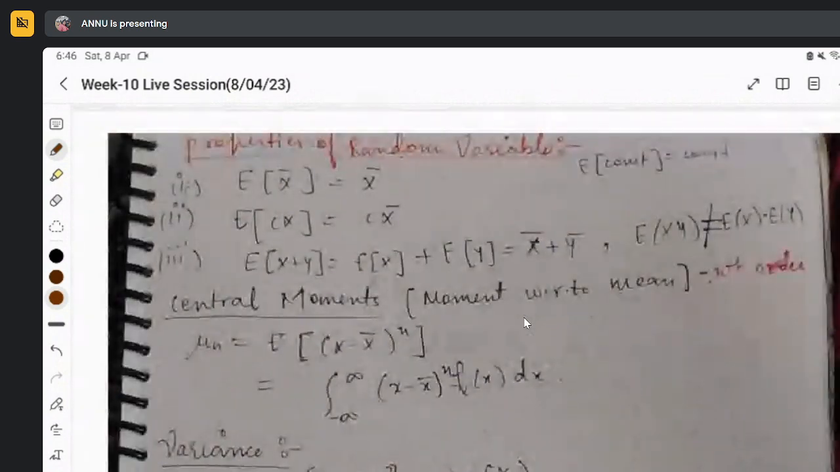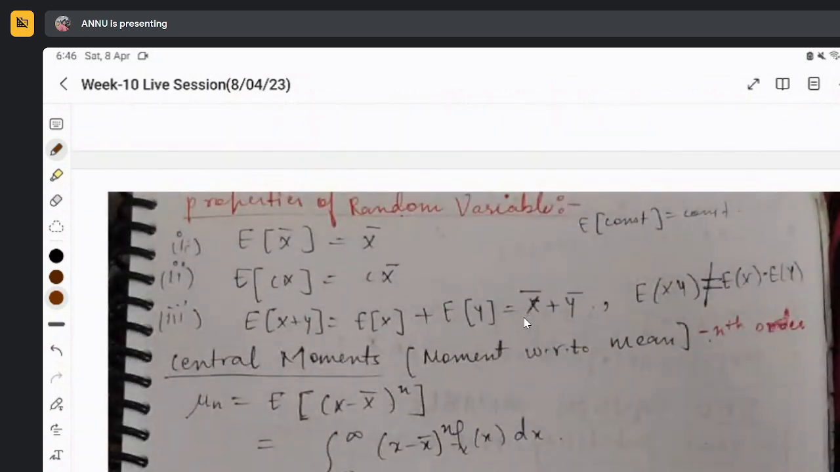Along with the random variable, we have some properties related to their expectation value, the central moments and the variance. If the random variable is constant, then the expected value of the same random variable is the same, because the expected value of a constant is that constant.